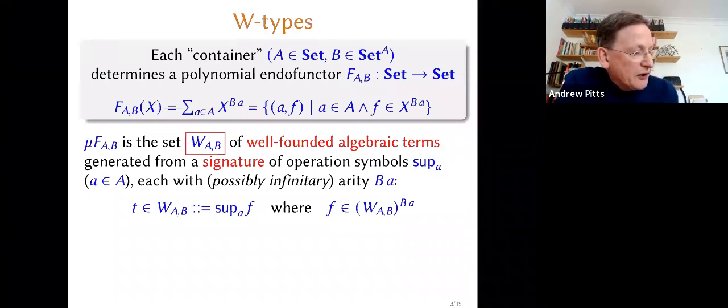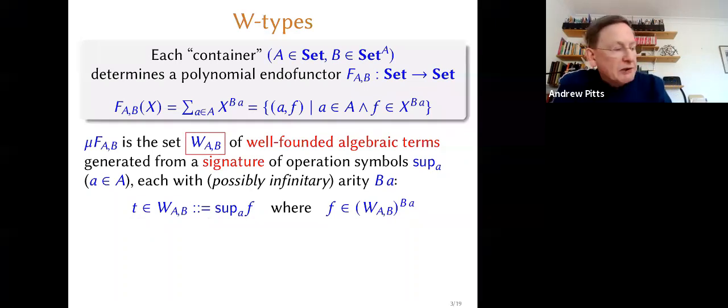So a typical term in this set of well-founded terms, a typical term t, is going to be of the form an operator applied to, recursively, a family of terms indexed by the arity associated to that operator. And everything that you get like that, built up, is what the W type associated with the container (A, B) is. And that's the underlying set of the initial algebra for the polynomial endofunctor. And we'll need W types later on in this talk.